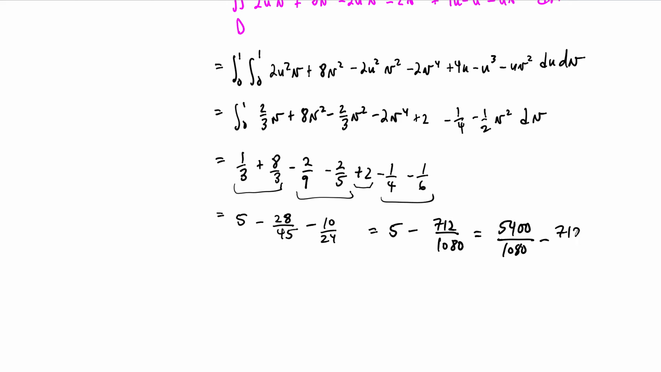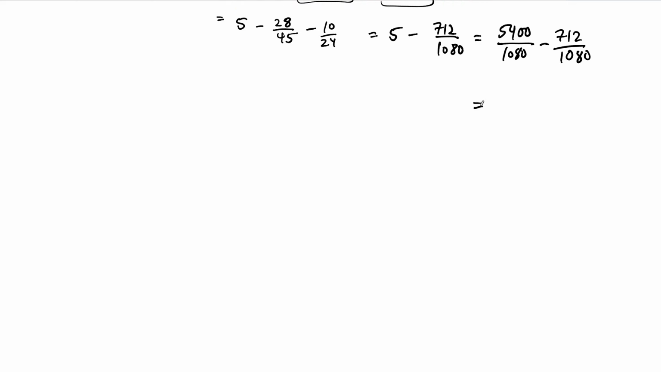minus 712 over 1080, and our final answer here is just going to be this difference, so that's going to be 4688 over 1080. This will reduce, but I've had enough of it, so we're going to leave it like this. So this is the answer to the flux of this vector field across this surface.